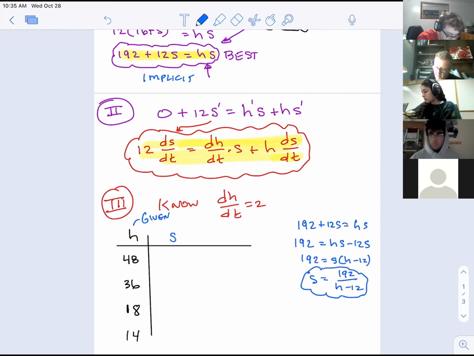And as Vale said, could I even plug that in right here and not even have S in this problem anymore if I wanted to? Yeah, you certainly could. But does it make sense that now I've got a really easy way to find S? All I've got to do is throw 48 into that. So let's just find all those. 192 divided by 48 minus 12. Calculator says that's 5.333. I'm just going to round it off. That'll be close enough, 5.3.